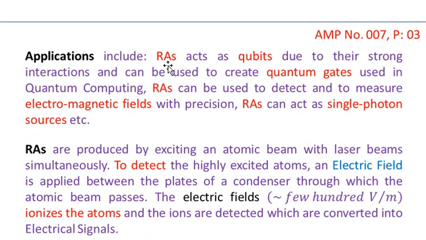Applications include that Rydberg atoms act as qubits due to their strong interactions, and can be used to create quantum gates used in quantum computing. Rydberg atoms can be used to detect and to measure electromagnetic fields with precision. Rydberg atoms can act as single photon sources, because if you want to observe a single photon, then of course the Rydberg atoms are the best choice, where you can have a single photon emission from these Rydberg atoms when there is a transition between two selective levels.